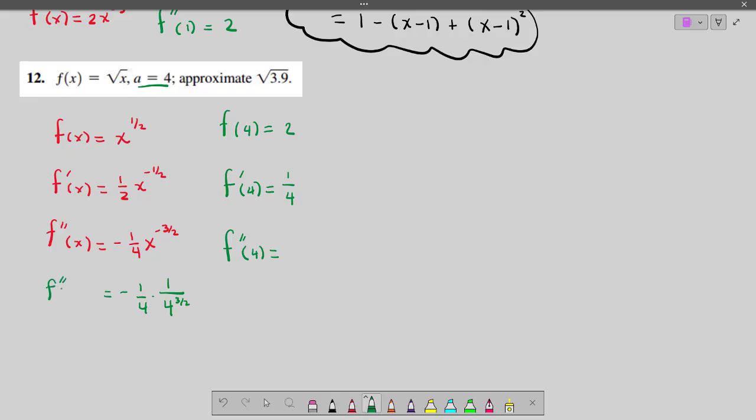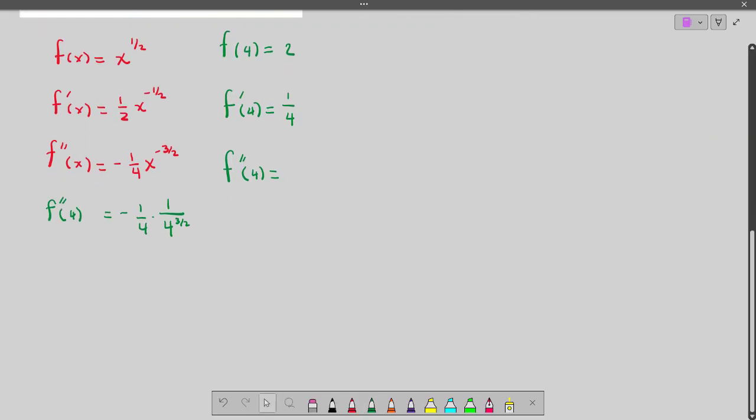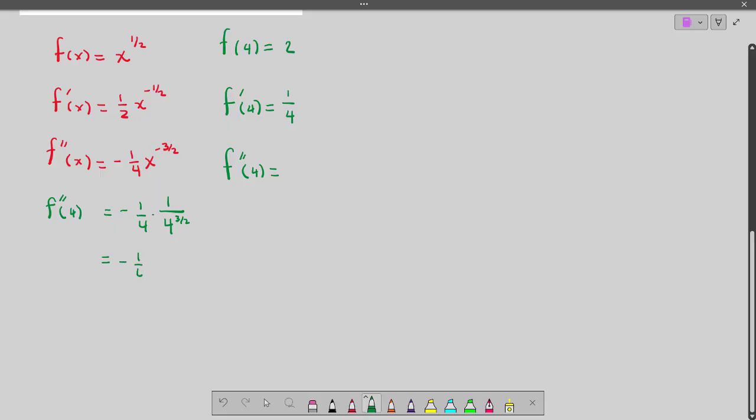So F double prime of 4. So negative 1/4 times 1 over. All right, so square root of 4 is 2. 2 cubed is 8. So we get negative 1 over 32.